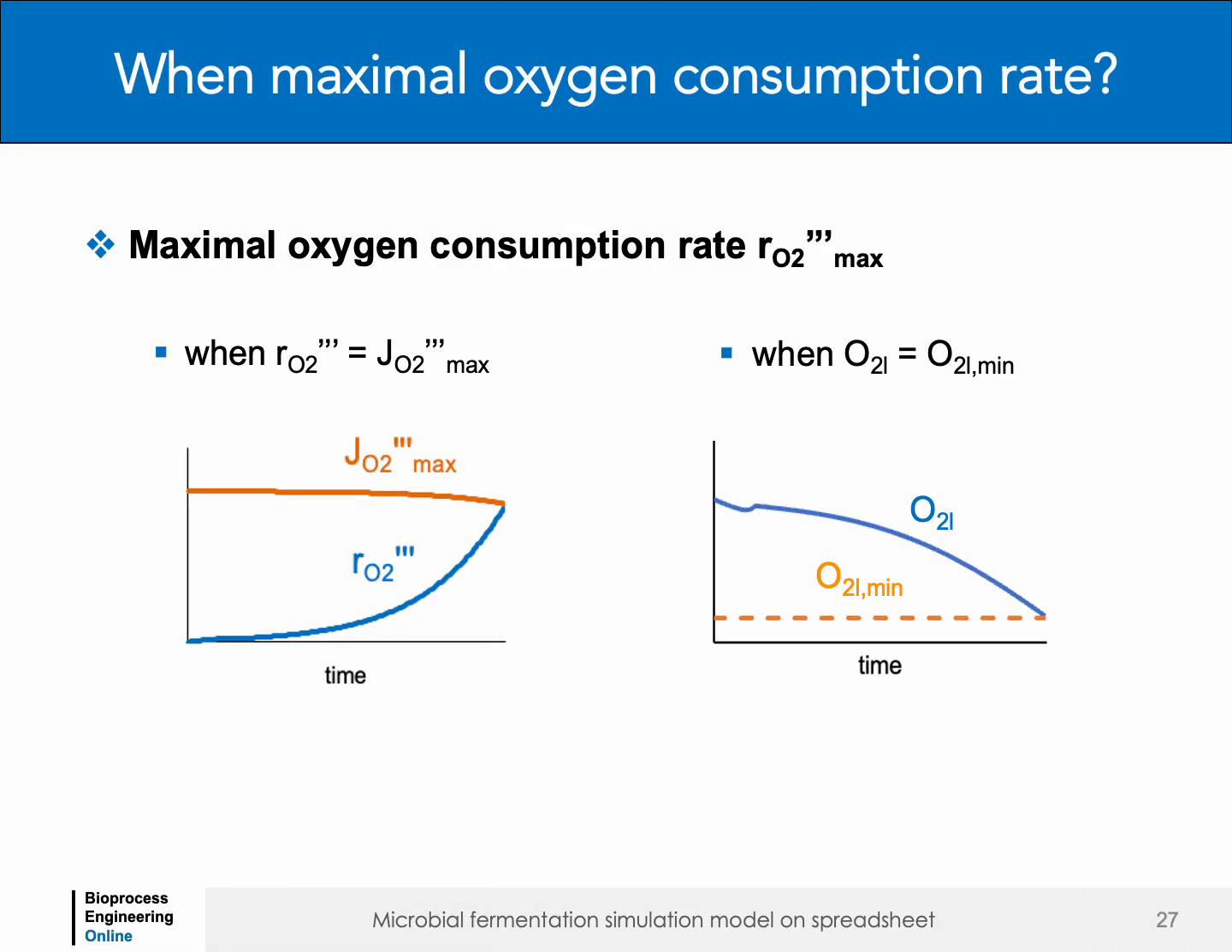For the yeast-fed batch fermentation, the maximum volumetric oxygen consumption rate is reached when the increasing volumetric oxygen consumption rate, R_O2, during exponential biomass growth becomes equal to the maximum volumetric oxygen transfer rate, J_O2 max. At this point, the dissolved oxygen concentration decreases to its critical value, O2L min, below which oxygen limitation occurs.